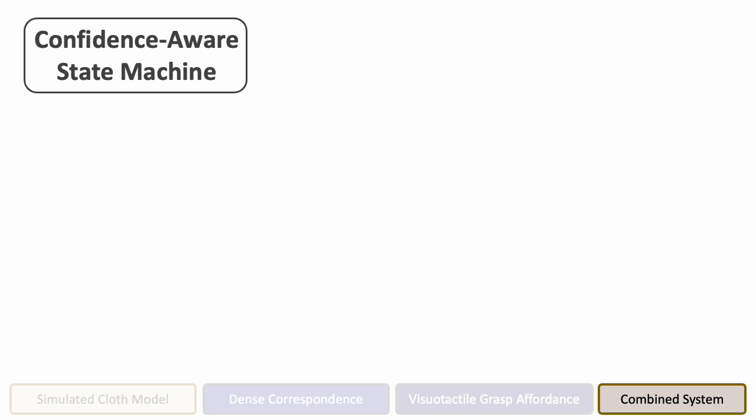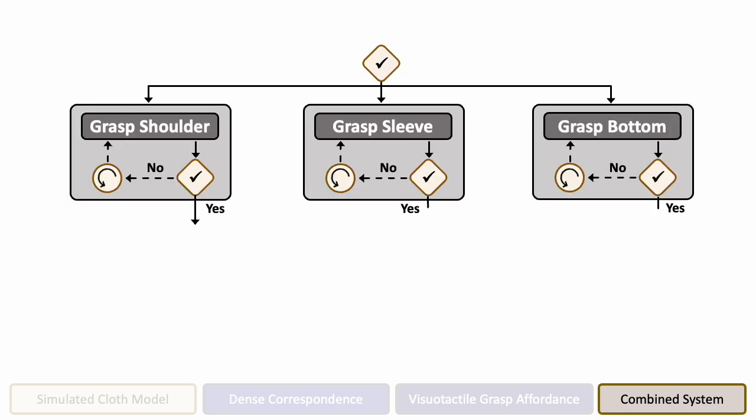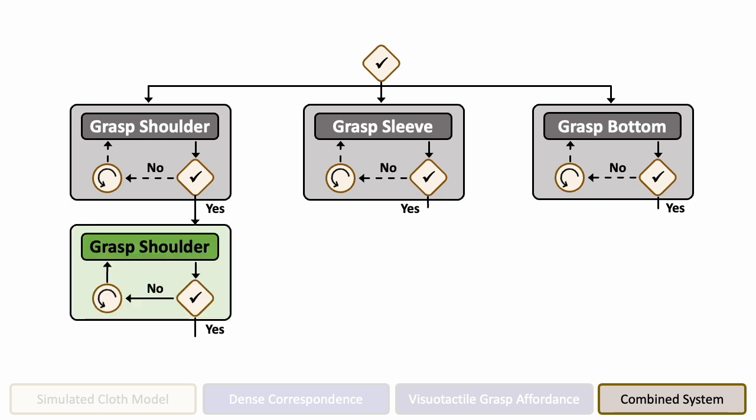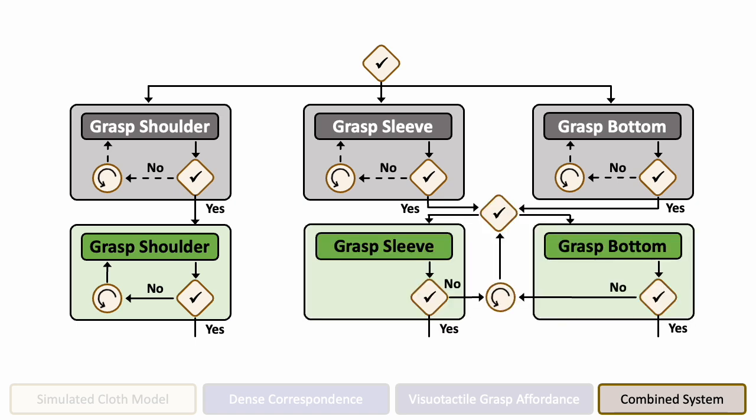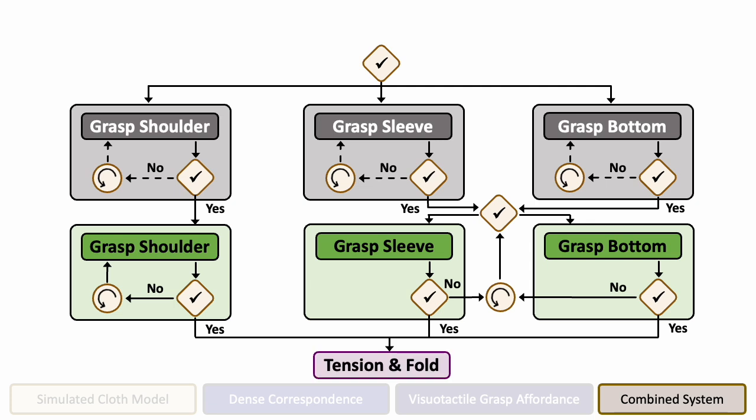Instead of looking for the same grasps each time, we allow our network to dynamically choose between different folding strategies depending on which grasp it's most confident in. The first grasp is attempted on the table, but if that fails, that can also be done in air. If the first grasp is a shoulder, the second grasp should also be a shoulder. If the first grasp is either a sleeve or a bottom, then the second grasp can either be a sleeve or a bottom, depending on what's visible and graspable. Once we have 2 points, we can tension and fold.